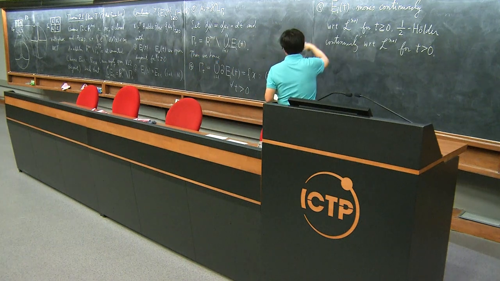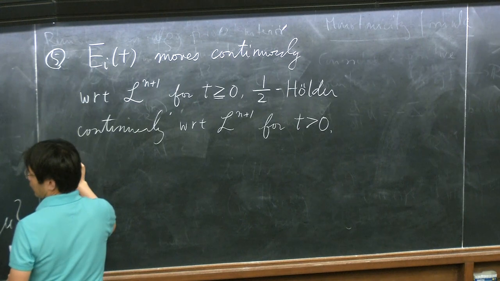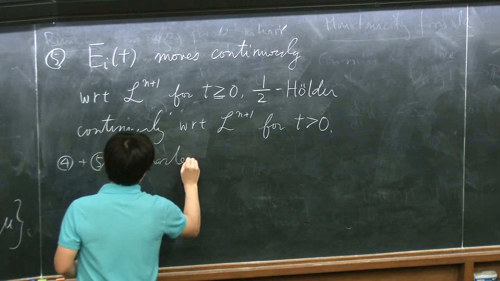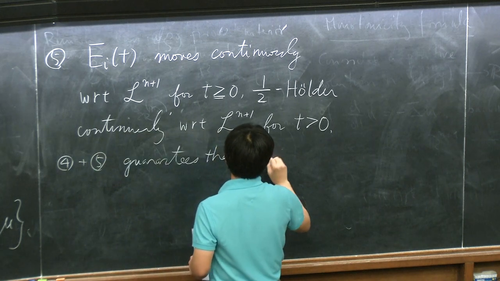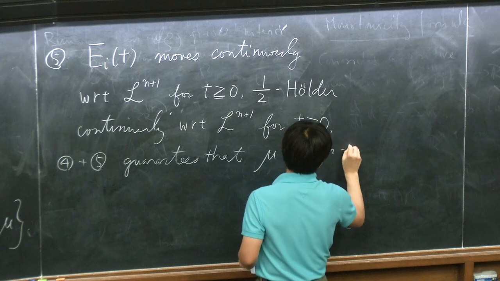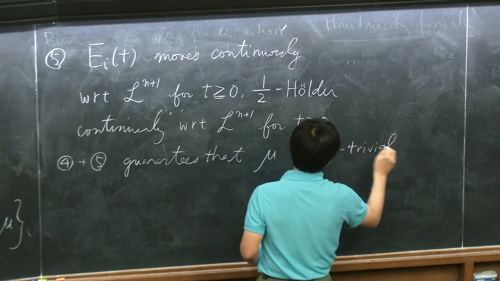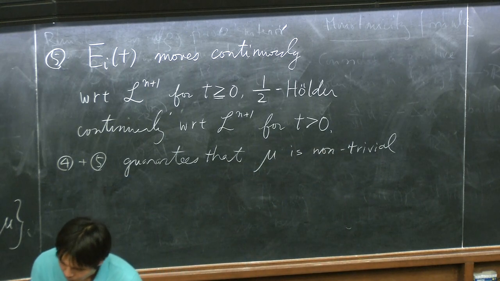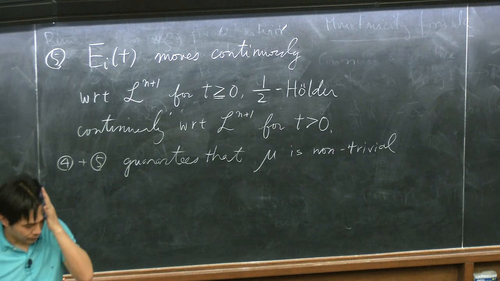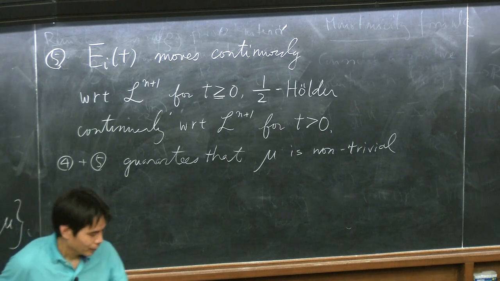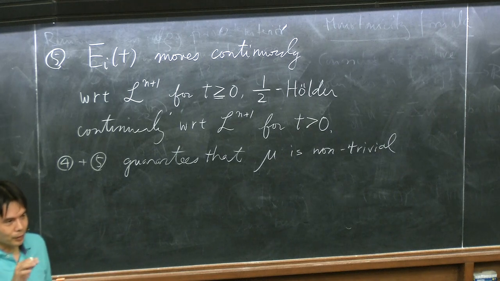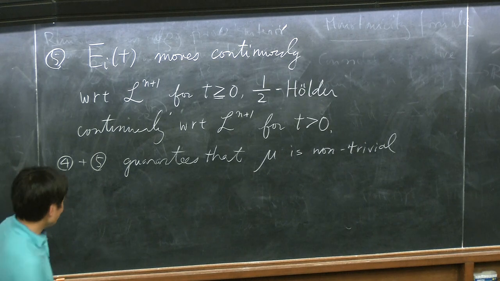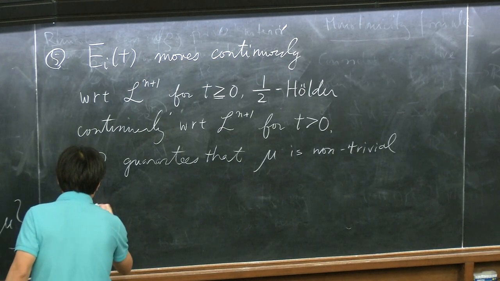And as I said in words, this number 4 and 5 guarantees that this mu is non-trivial. I didn't mention this yesterday, but the problem of Brakke flow is that, because of this inequality in equation number 6, the trivial solution could also be a Brakke flow. So maybe I should say that.